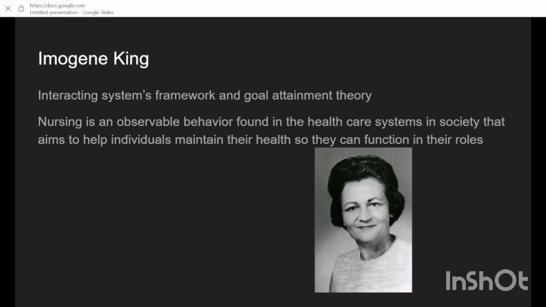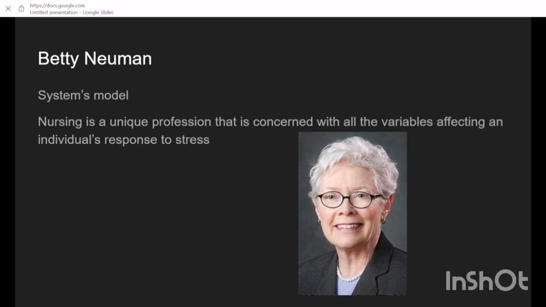Betty Neuman, Systems Model. Nursing is a unique profession that is concerned with all the variables affecting an individual's response to stress.